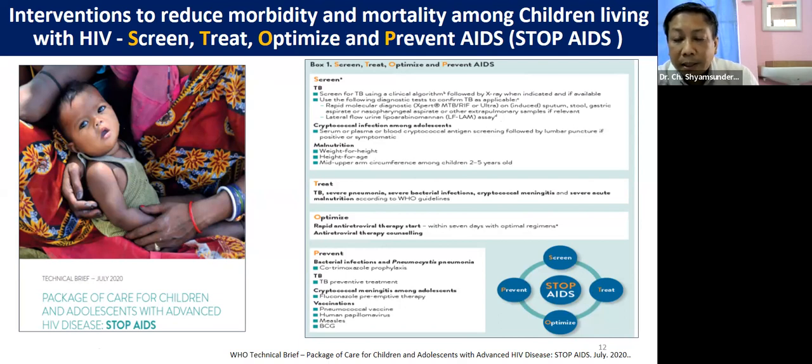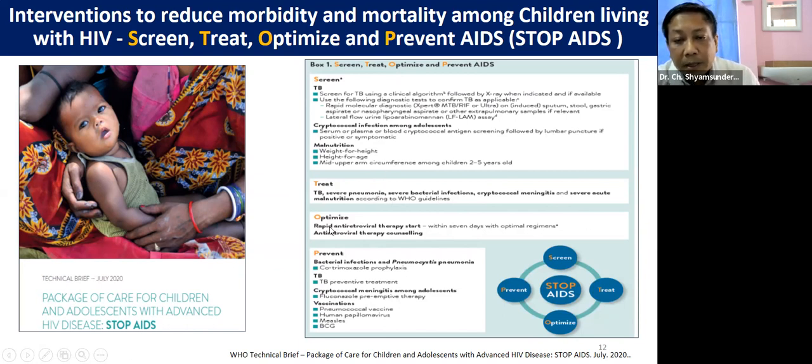Malnutrition: we have to examine the patient for weight for height at every visit, height for age, and mid upper arm circumference among children 2 to 5 years old. Then the plan for treatment after proper diagnosis: tuberculosis, severe pneumonia, severe bacterial infections, cryptococcal meningitis, and severe acute malnutrition according to WHO guidelines.